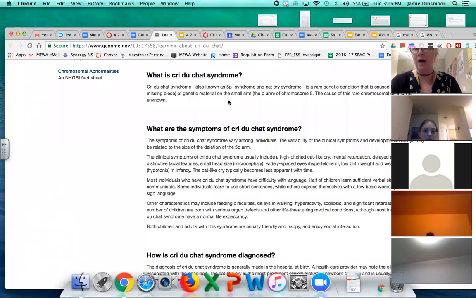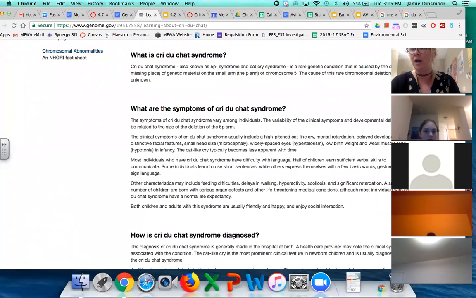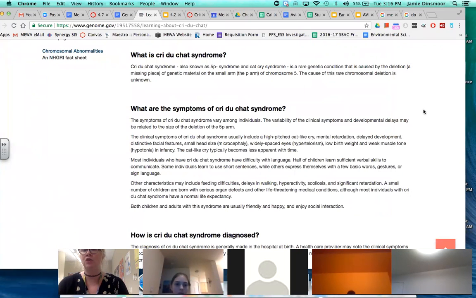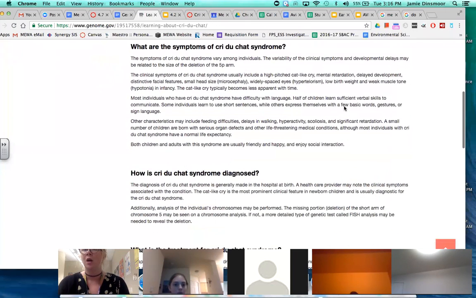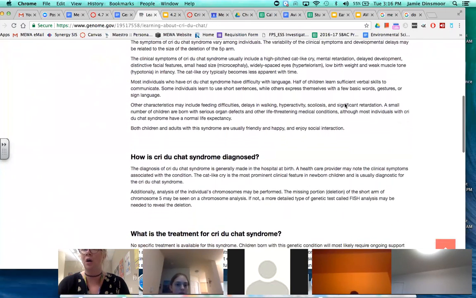It's also known as 5P syndrome and Capgras syndrome. It is a rare genetic condition that is caused by the deletion, a missing piece of genetic material on the small arm of chromosome 5. The cause of this rare chromosomal deletion is unknown. What are the symptoms? The symptoms are that they have a high-pitched cat-like cry. This is real. Mental retardation, delayed development, distinctive facial features, small head size, widely spaced eyes, low birth weight, weak muscles. The cat-like cry typically becomes less apparent with time. Most of them have difficulty with language, and so on.